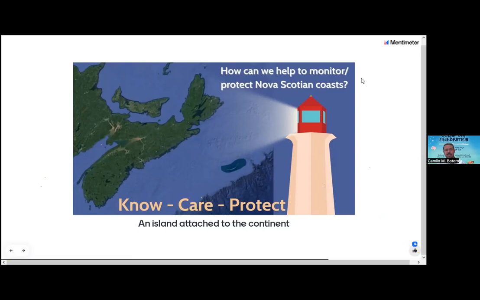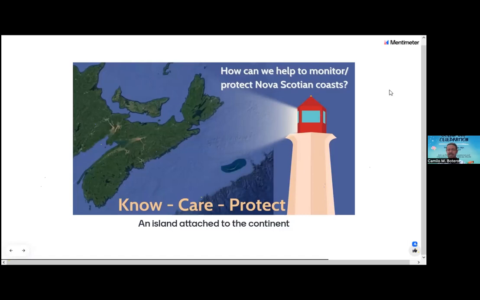Especially because, and this is my perception as somebody who came from abroad, Nova Scotia looks like an island attached to the continent. You know, it's very, very close to an island. It's totally surrounded by the ocean. Then we really need to monitor these more than 8,000 kilometers of coast.